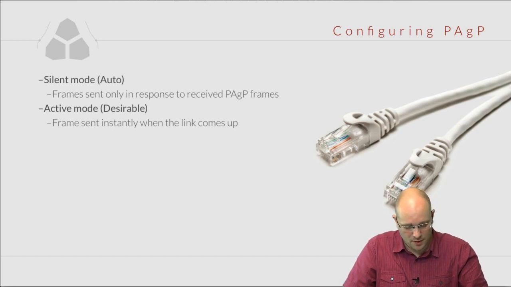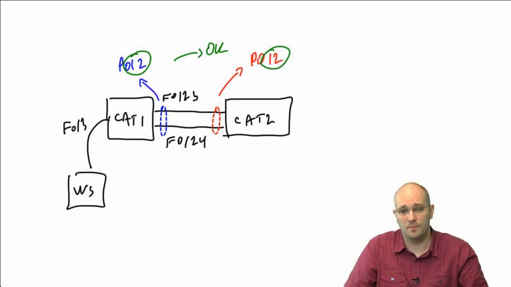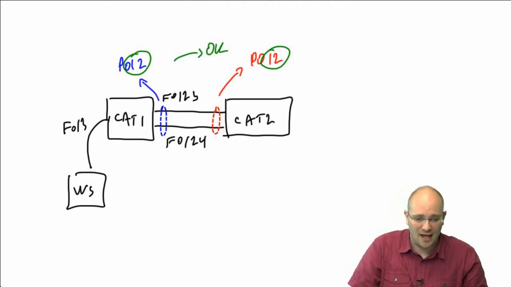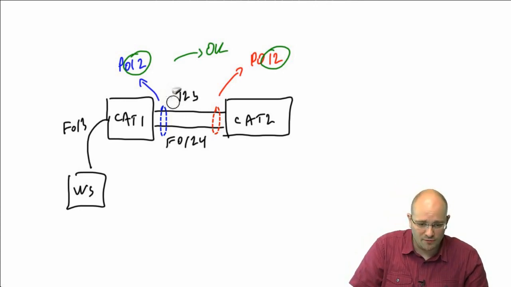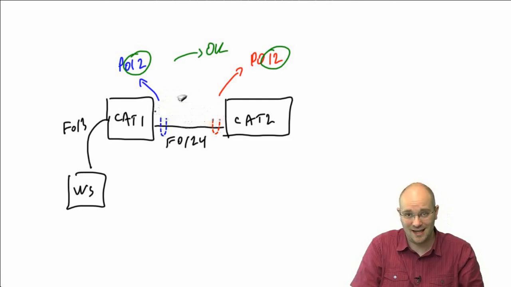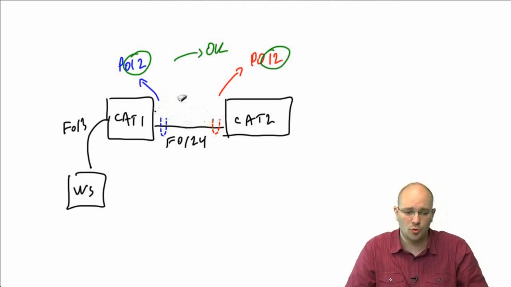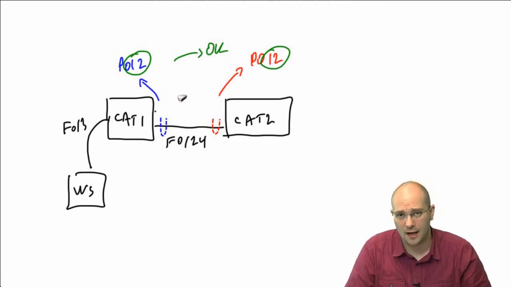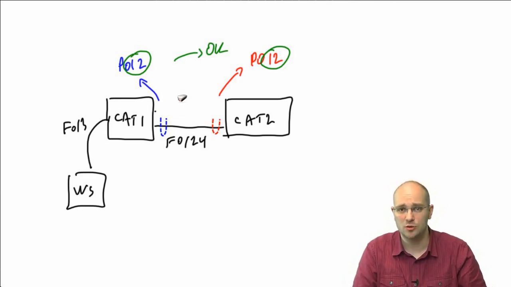To explore PAgP, we are going to use the same network that we configured now. The only difference is I'm going to start with only FastEthernet 24. So I'm not going to be using FastEthernet 23 to begin with. I'm just going to have one link between my Cat1 and Cat2. Also, I'm going to configure the SPAN feature on my Cat1 switch to send PAgP frames from FastEthernet 24 to the Wireshark that I have configured.